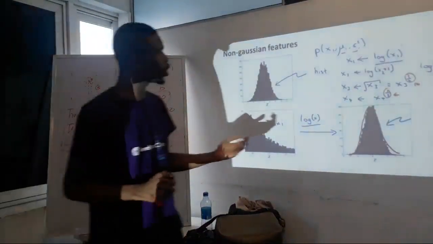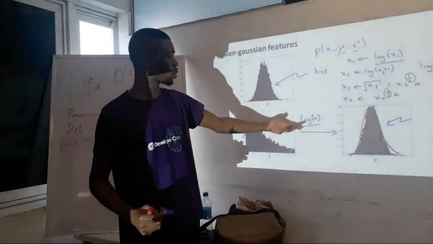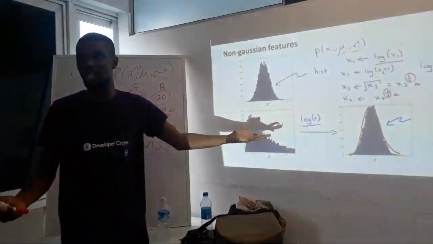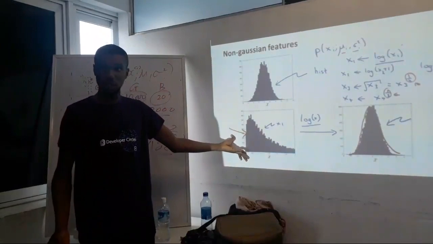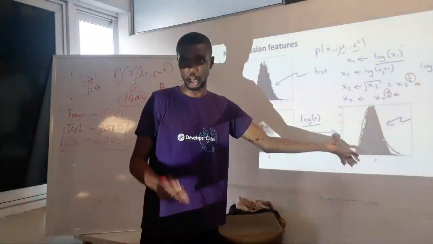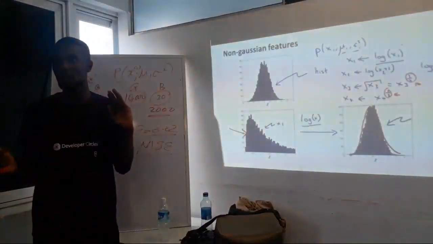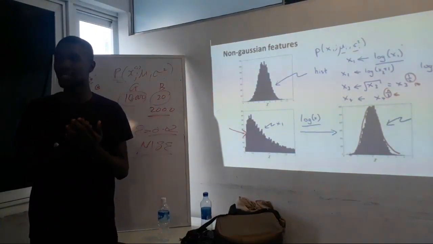So instead of taking the normal value of x, you take something else. You can take log of x. You can take square of x. The whole point is for you to bring this guy that is skewed to this guy that is a normal Gaussian distribution. Does it make any sense? Hello, does it really make any sense? Yeah. Okay.